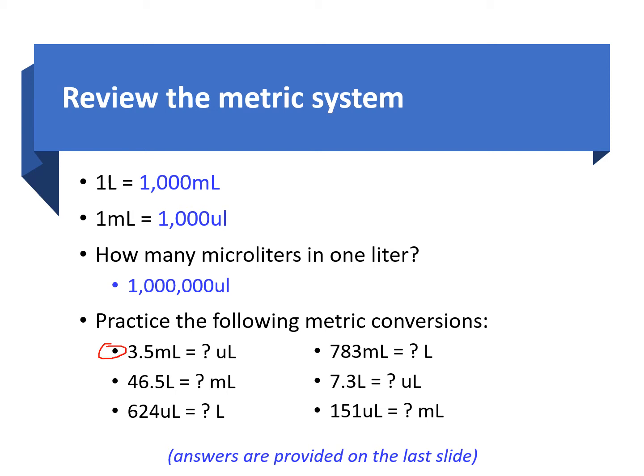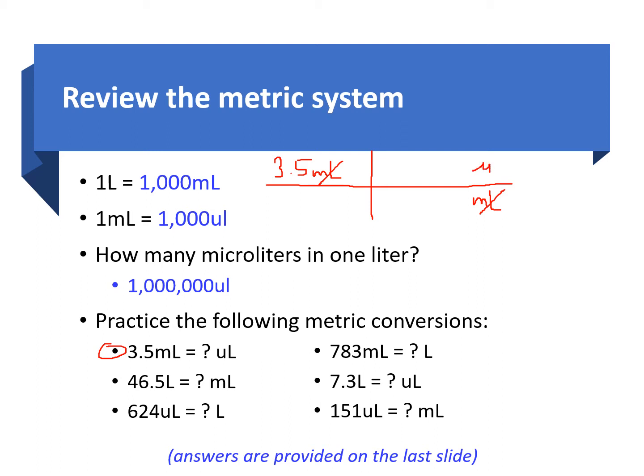If you have 3.5 milliliters, you want to figure out how much that is in terms of microliters. So you have your 3.5 milliliters, and you can do it in so many different ways. I'm just going to show you one way of how we do it. You want to put your milliliters at the bottom so that it cancels out, and then put the units that you want to achieve.